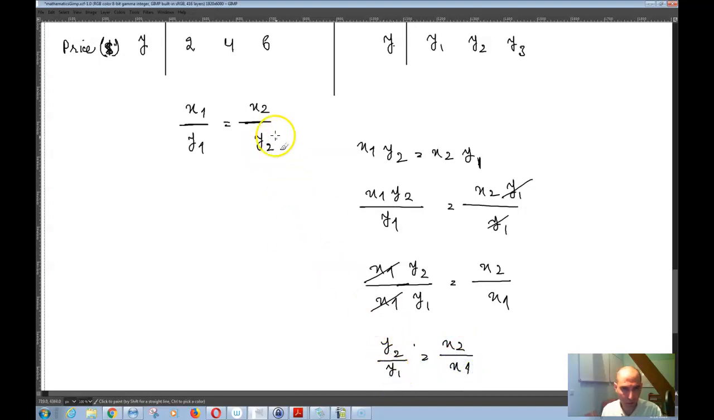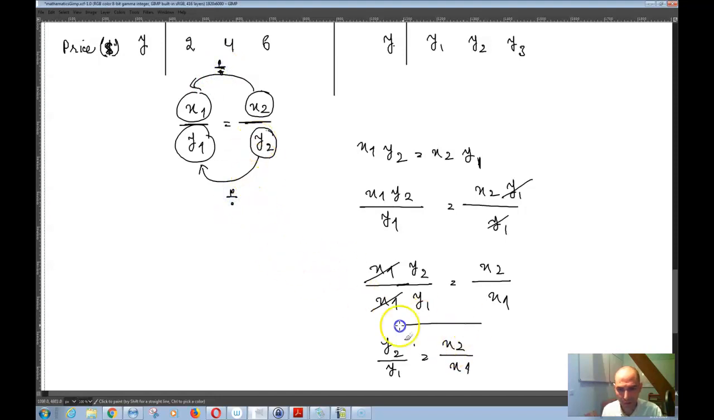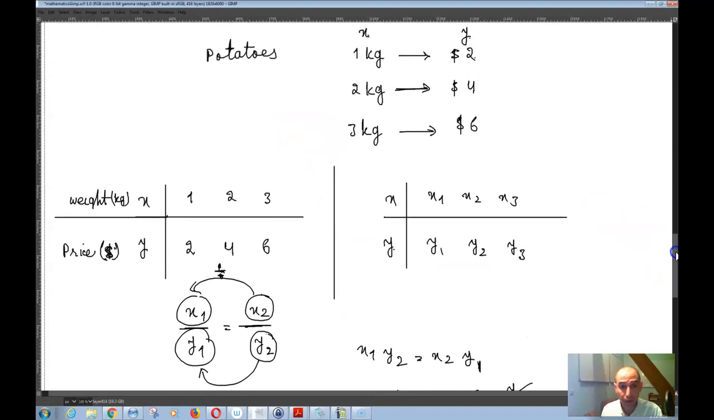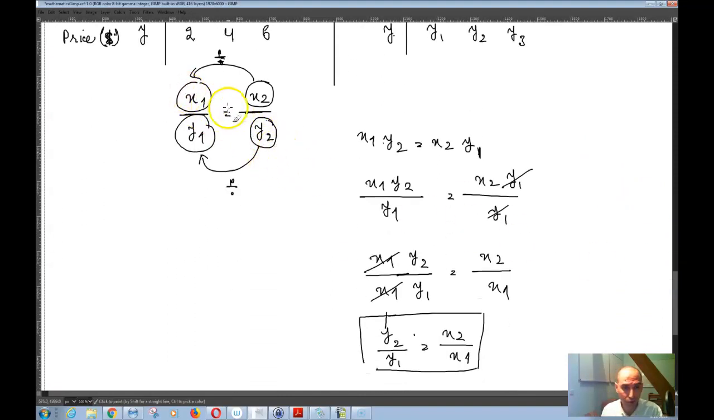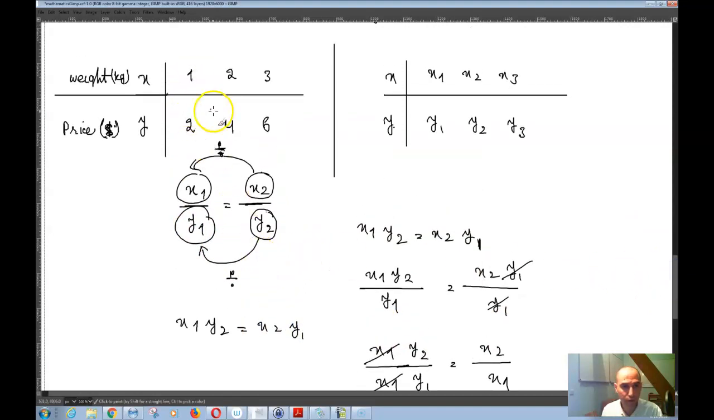That means that y2 by y1, meaning this denominator divided by this denominator, is the same thing as this numerator divided by this numerator. You can divide here, you can divide here, and those would be equal. So that's basically called a direct proportion. And of course over here you can cross multiply, meaning you can write x1 y2 is equal to x2 y1. The reason you can do that is that, for example, x1 is over here, y2 is over here, 1 times 4. You can see that it's equal to 2 times 2. So you can cross multiply here as well.